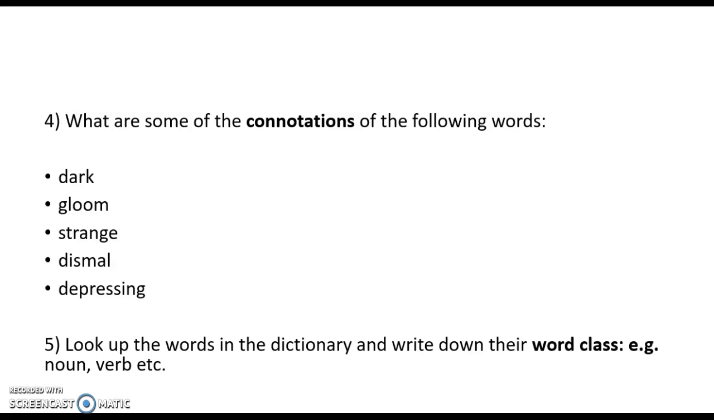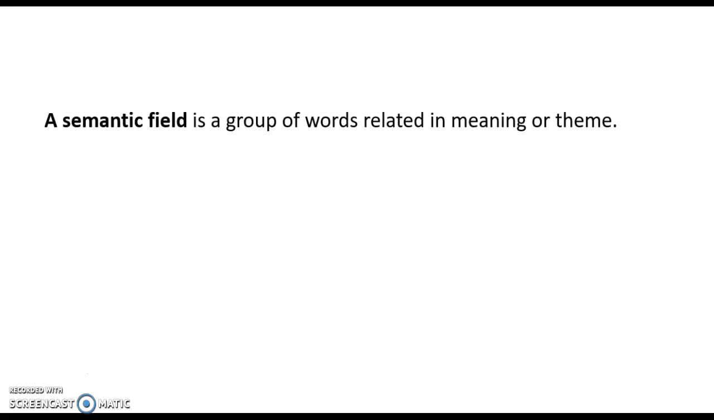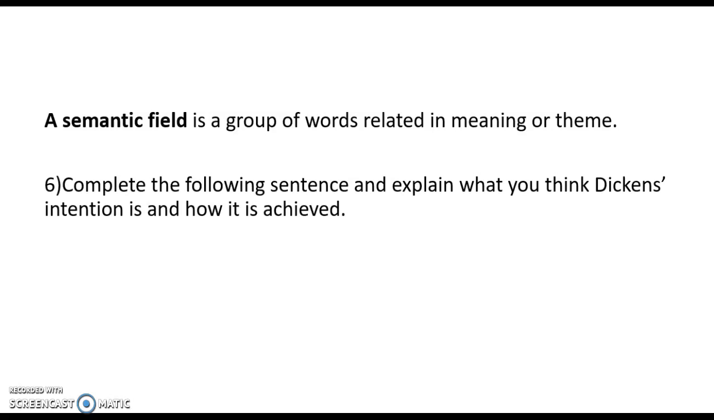Number 5, once you've come up with some connotations, you will then look these words up in the dictionary and write down their word class. For example, is the word a noun, verb, etc. Semantic fields. A semantic field is a group of words related in meaning or theme.